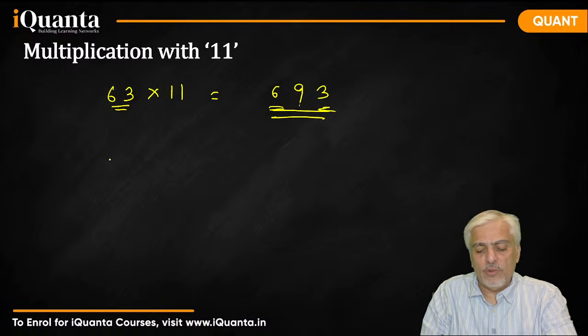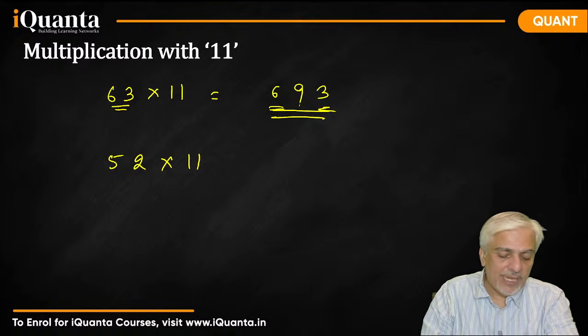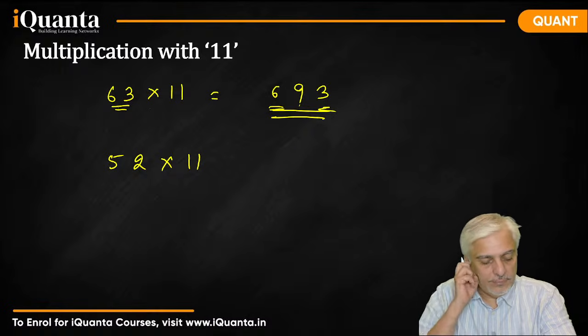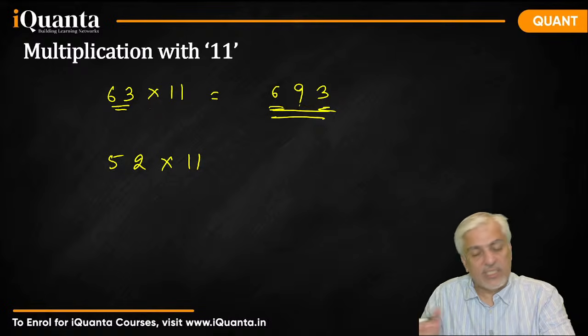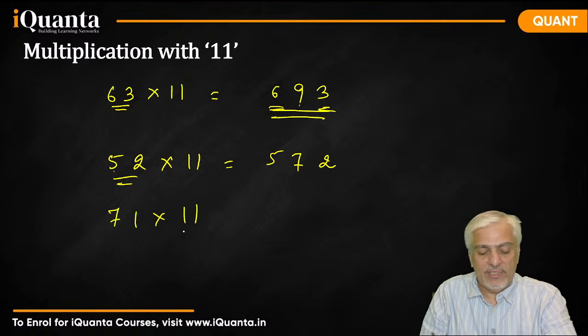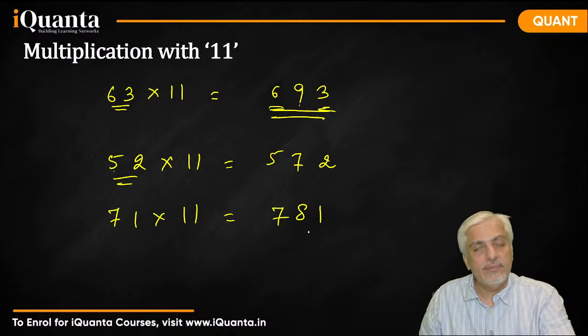What can you do if you have to do like that? 52 multiplied by 11. What will you get? Yeah, you can do that also. Drishti, there's nothing wrong with that, but I'm just teaching you something else. What is 5 plus 2? 7. 5 in its place, 2 in its place. There is no carryover. You can do 71 into 11. 7 plus 1, 8. 7 here and 1 here.